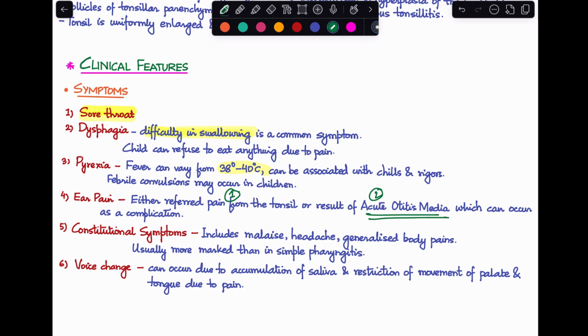Now, why does voice change occur in acute tonsillitis? This can happen because of accumulation of saliva, because you're not able to swallow properly because you're having difficulty in swallowing and pain while swallowing. So it can happen because of the accumulation of saliva, as well as the restriction of the movement of palate and tongue due to the pain. So these are all the different symptoms that a case of acute tonsillitis will present to you with.